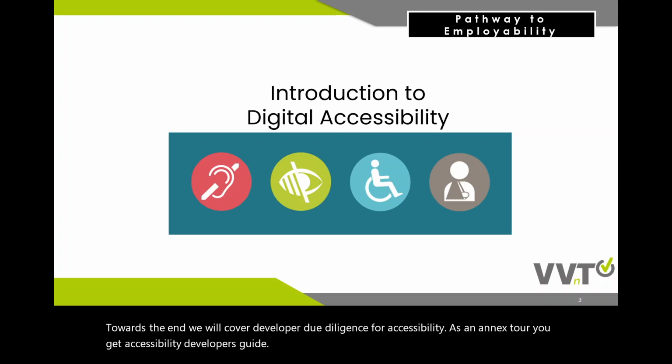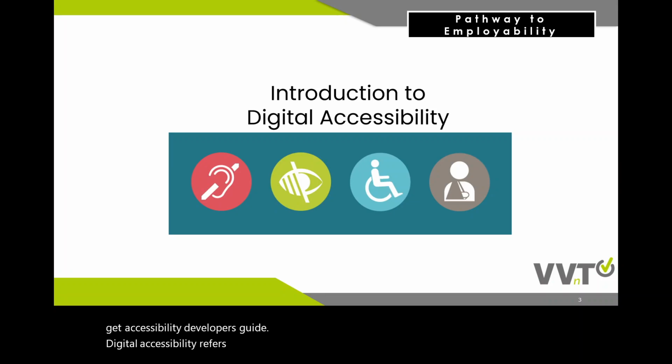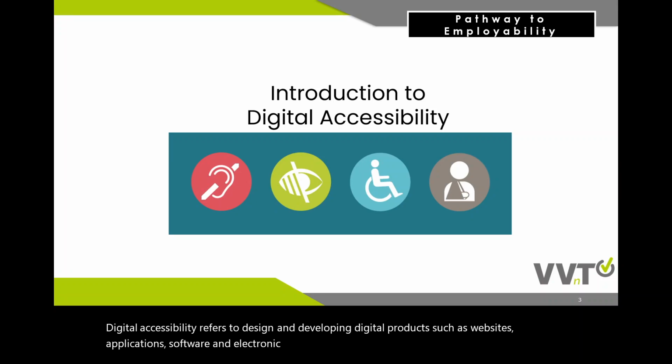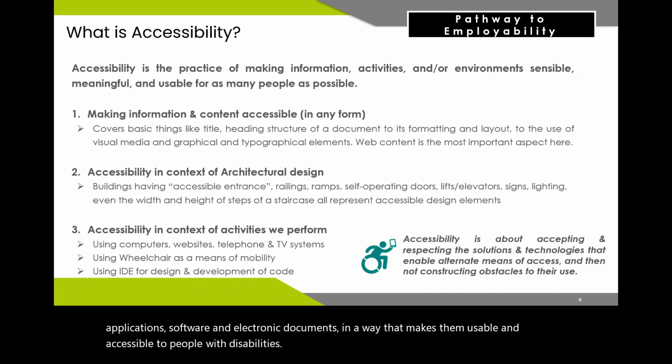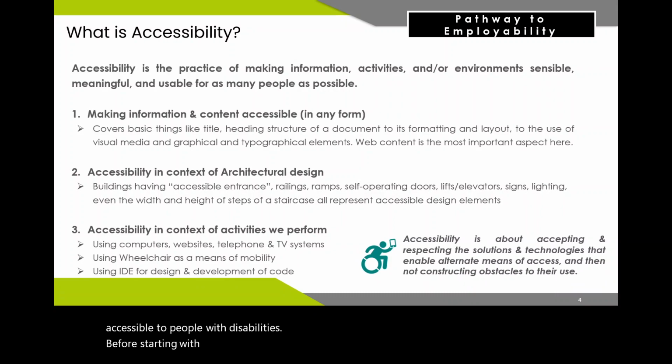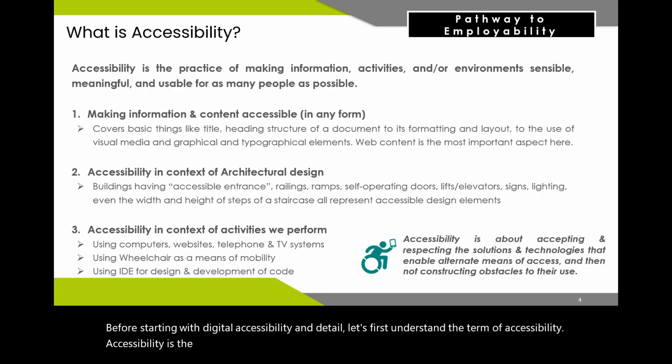Digital accessibility refers to designing and developing digital products, such as websites, applications, software, and electronic documents, in a way that makes them usable and accessible to people with disabilities. Before starting with digital accessibility in detail, let's first understand the term of accessibility. Accessibility is the practice of making information, activities, and/or environments sensible, meaningful, and usable for as many people as possible.